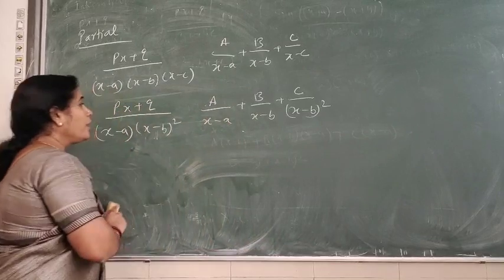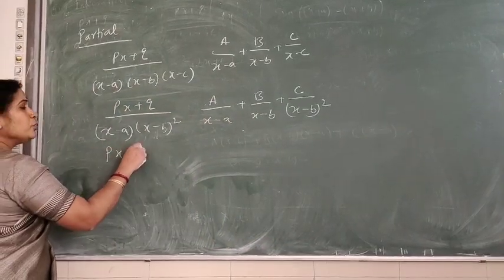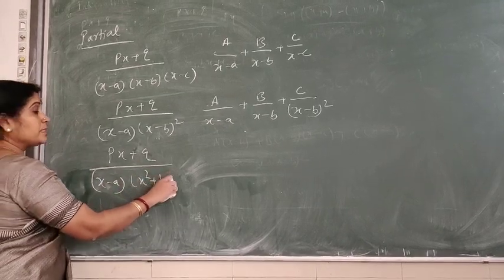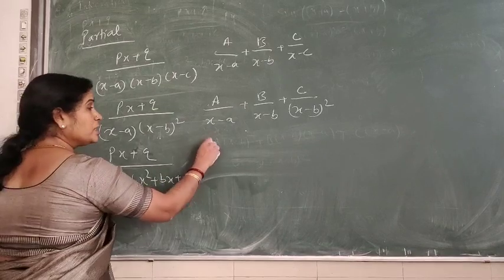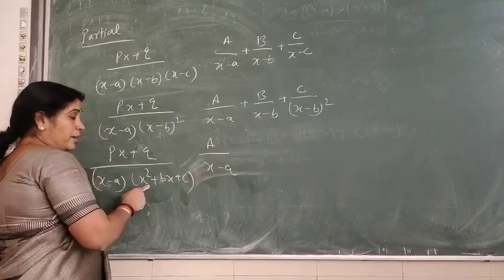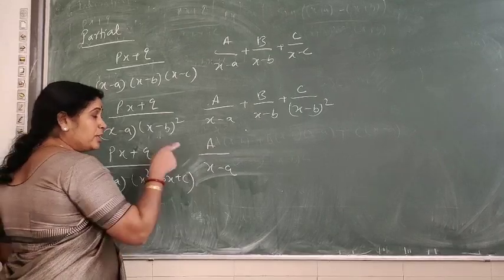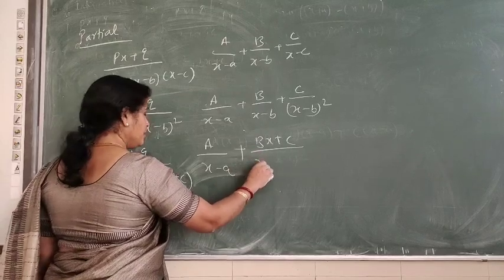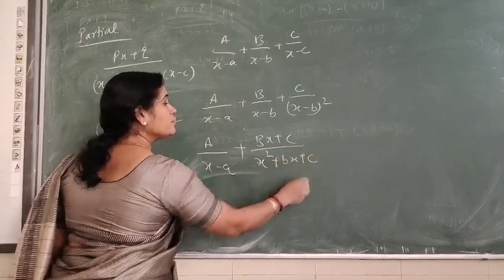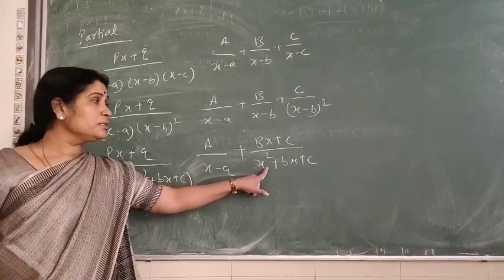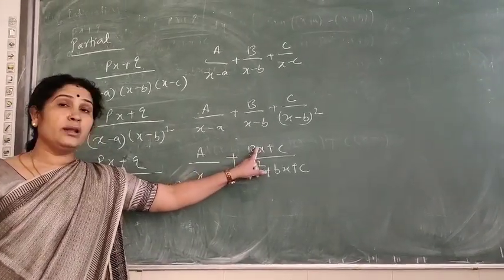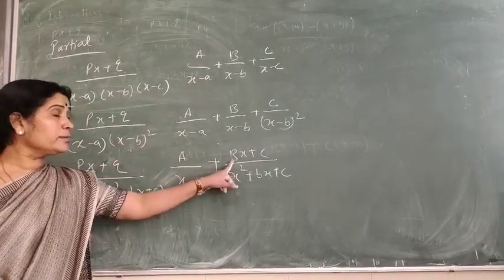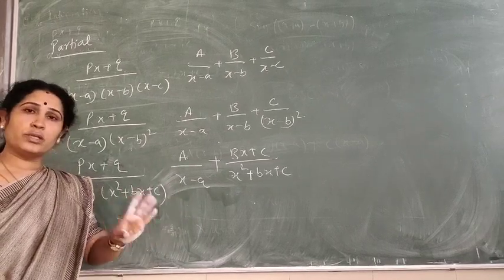Clear to you? Now, another format we have: (px plus q) the whole upon (x minus a) into (x square plus bx plus c). Then what you have to do, this can be A upon x minus a plus (bx plus c) the whole upon (x square plus bx plus c), if the quadratic cannot be factorized. Are you clear what I am saying? If the quadratic cannot be factorized, then you have to introduce a linear term in the numerator. If you write the format as (x minus b) the whole square, then definitely you will get the answer wrong. Keep that in your mind.